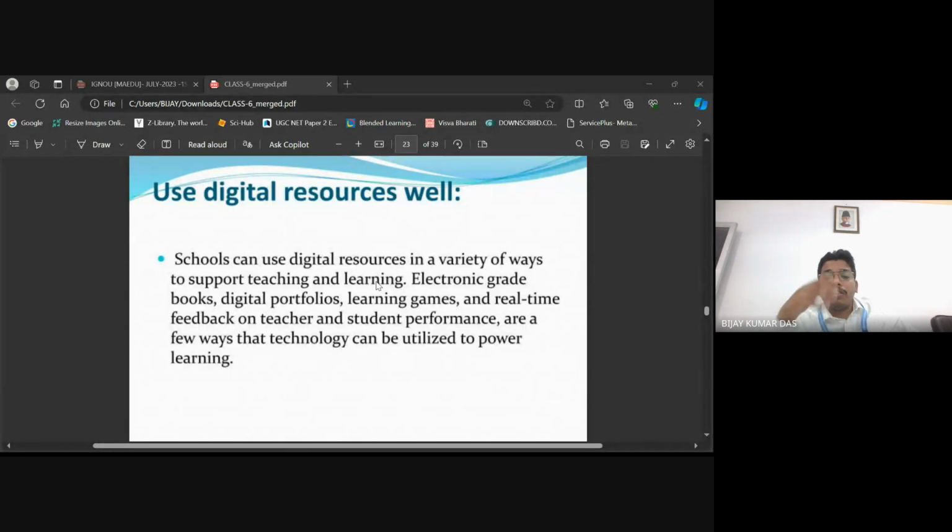To support the teaching learning system, to make our education easier, making the admission criteria and evaluation criteria, or we may say documenting, recording, and saving the data, much simpler. So electronic grade books, e-books, digital portfolios, learning games, and real-time feedback on teacher and student performance are a few ways that technology can be utilized to power learning.